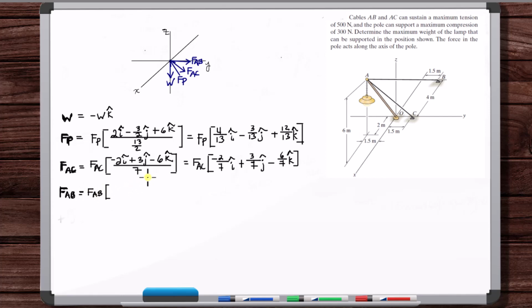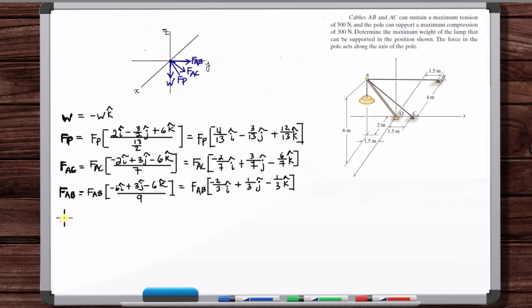Okay, force vector FAB, we start at A and go to B. So we go minus 6 in the I plus 3 in the J minus 6 in the K. And the magnitude of this vector is 9. So minus 2/3 I plus 1/3 J minus 1/3 K. All right, so now we've got our free body diagram and our forces fully defined.